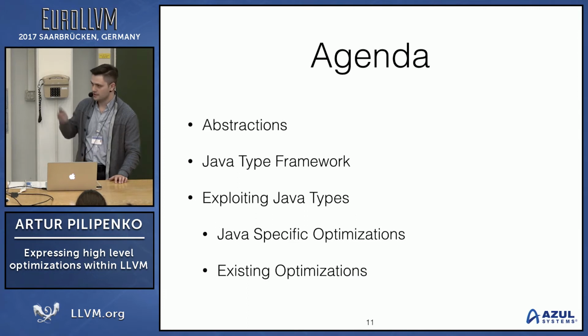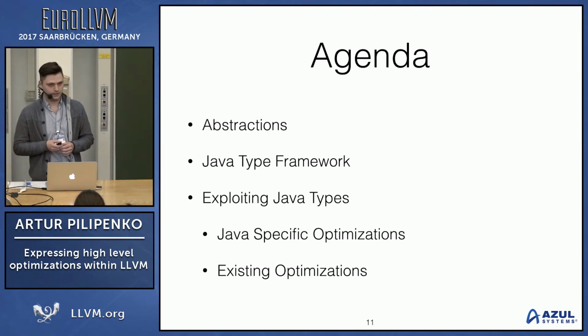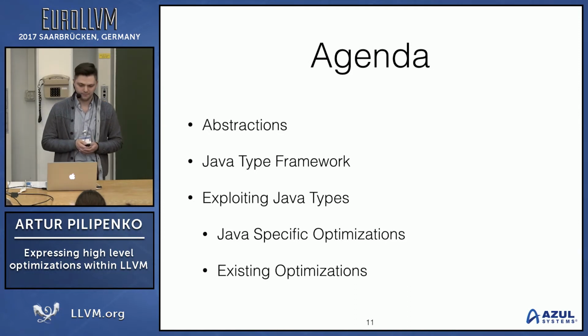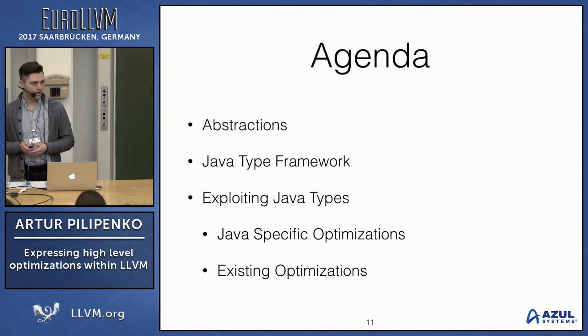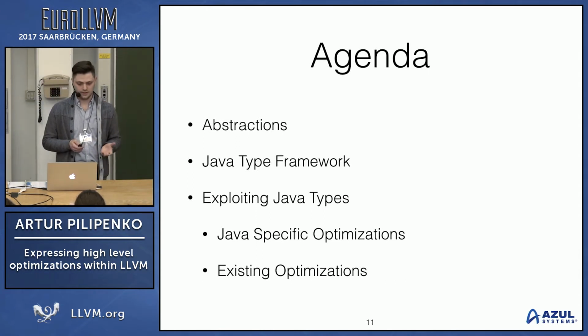So this is the agenda for the rest of the talk, and it roughly outlines the system we built. We will talk about abstractions, which are building blocks for the high-level embedded IR. We will talk about the JavaType framework, which is a mechanism to reason about object properties. And of course, we will be discussing optimizations, Java-specific and existing ones.